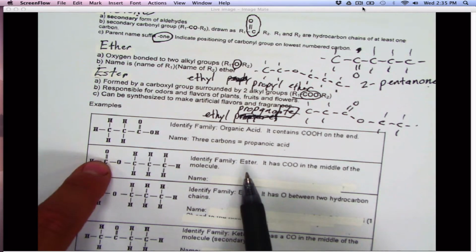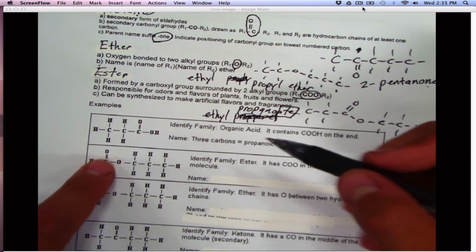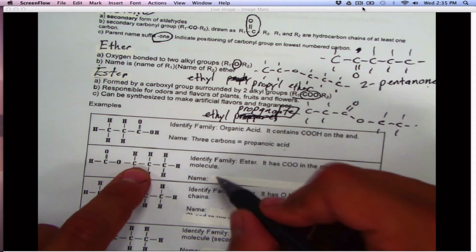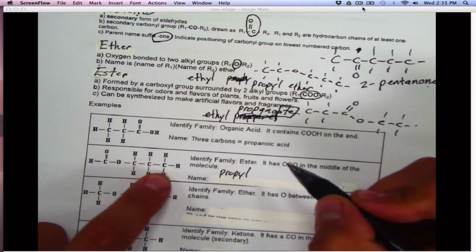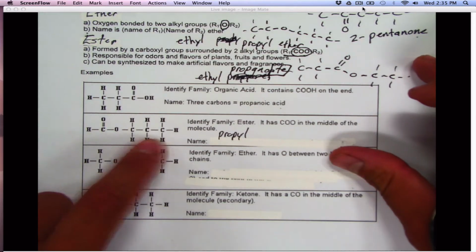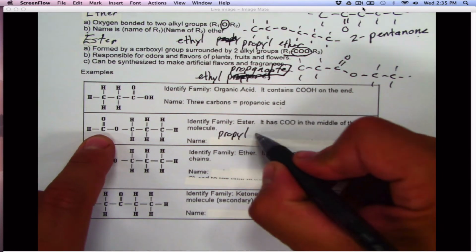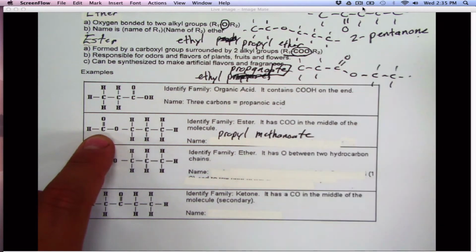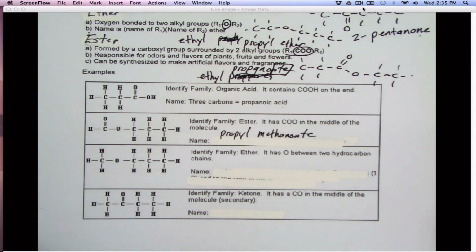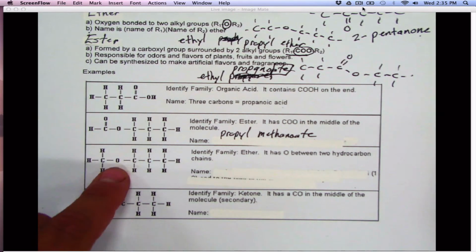Next one, this one is an ester. Why? Because it's this and this, a sandwiched oxygen and a double bond. All right, and how you name this one, name the side that doesn't have a double bond, so it's going to be propyl. Here's my propyl. And then I have a 1 carbon, that's methanoate. Okay, propyl methanoate.